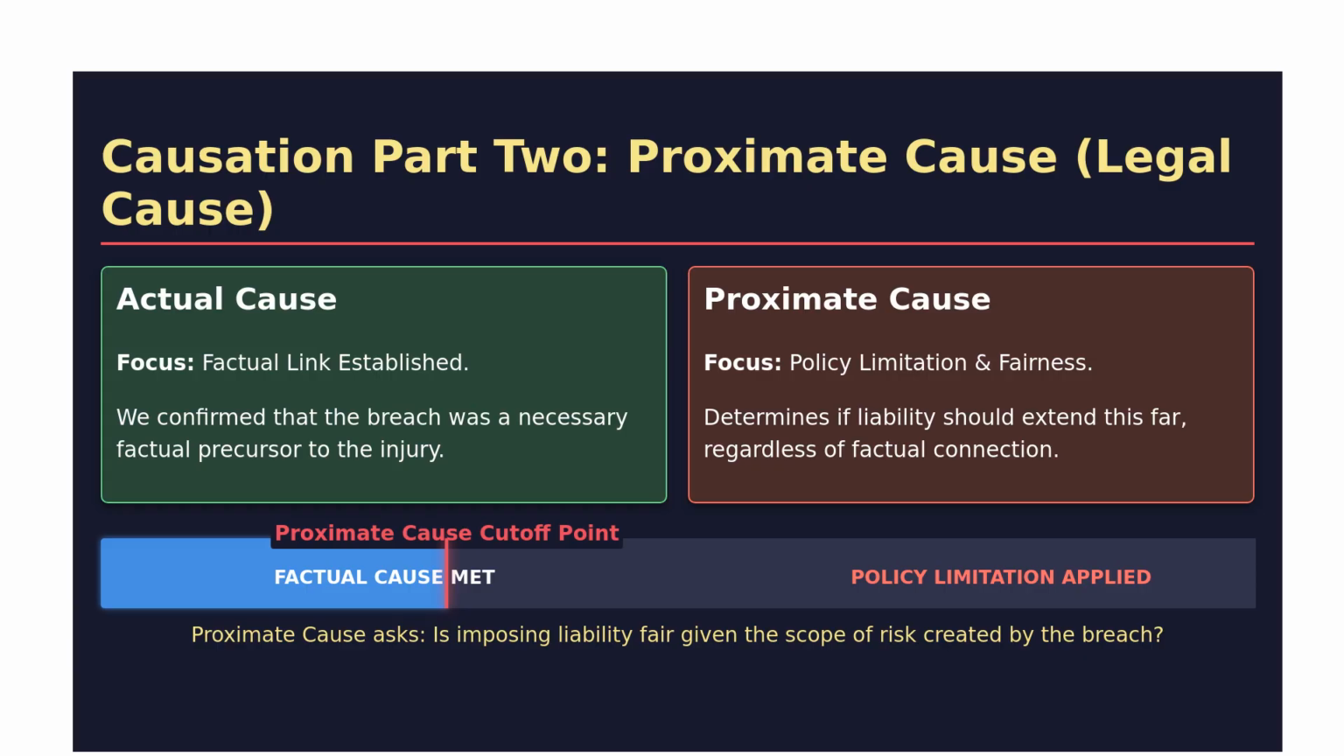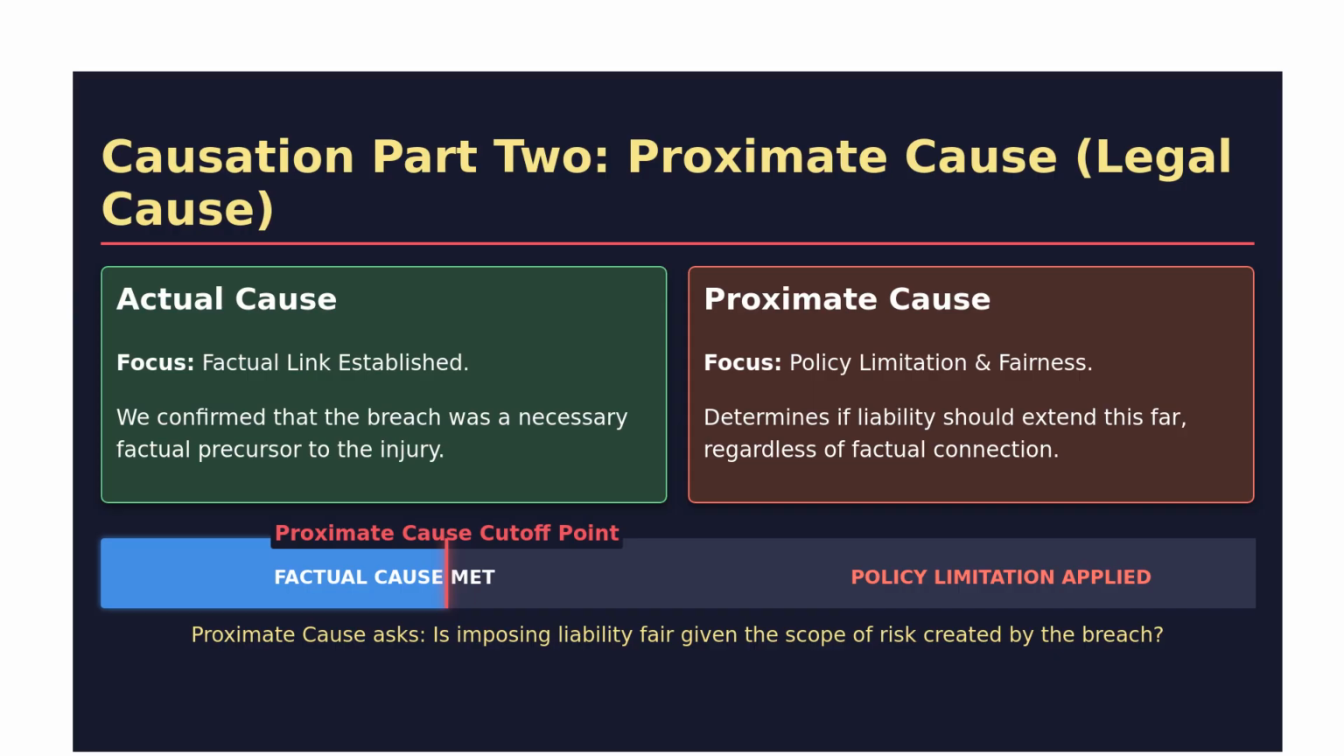Now that we have successfully navigated actual cause, confirming the factual link between the breach and the injury, we must move to the second, equally crucial hurdle, proximate cause, also known as legal cause. Actual cause deals strictly with what factually happened. Proximate cause, however, is fundamentally different because it is a policy-based limitation.